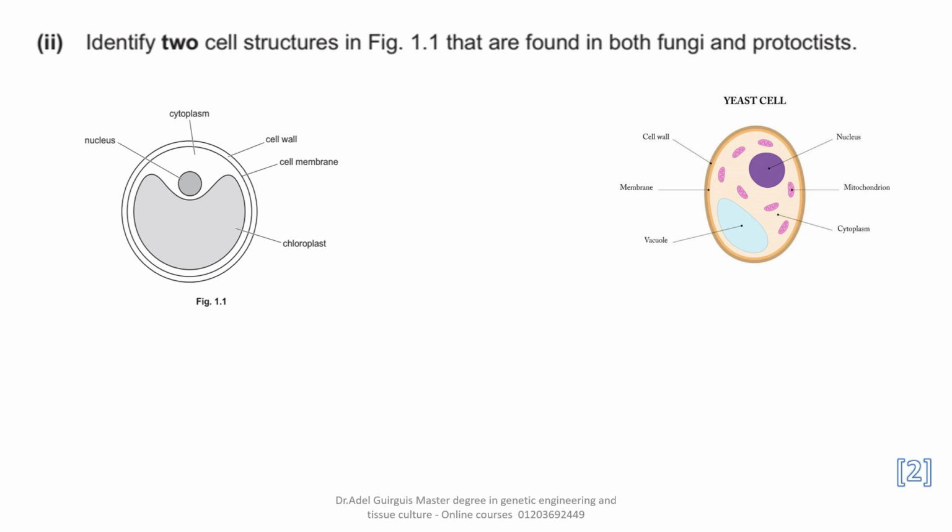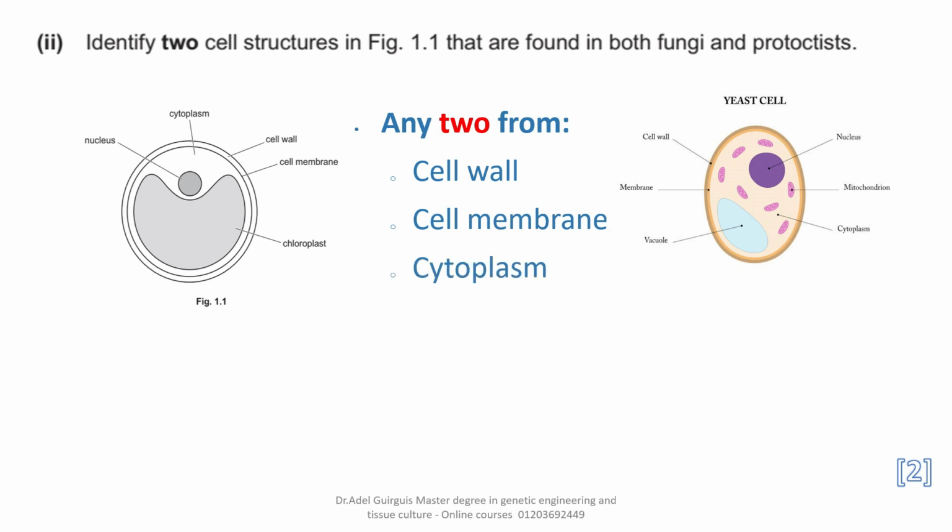What about structures found in both fungi and protoctists? Yes, both contain a cell membrane surrounding the cytoplasm, and both these two examples are surrounded from outside by a cell wall. So cell wall, cell membrane, cytoplasm, and nucleus. Any two from these four items are considered correct answers. Okay.